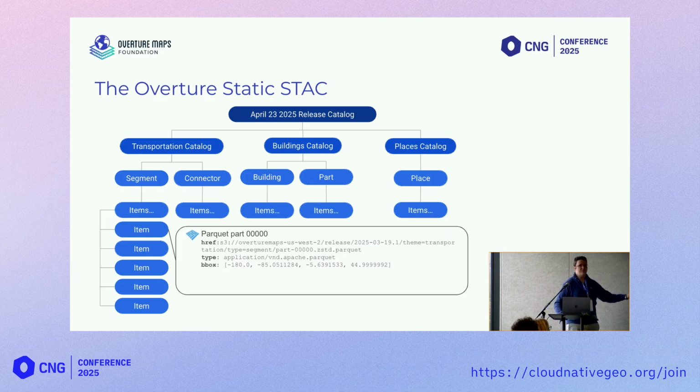So that's the information that lets me solve my use case. I just want to know, where do I need to go to download this data? I can immediately discard something like 95% of all of the files that we ship monthly by just knowing which bounding box to look at.